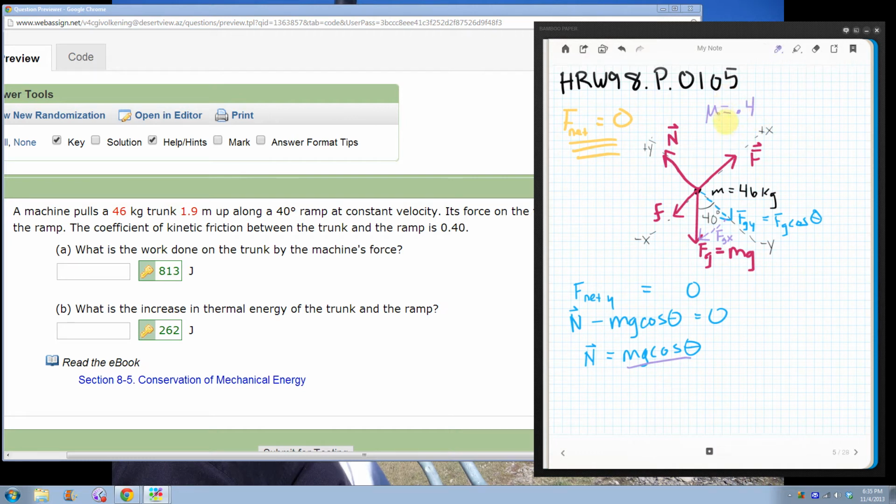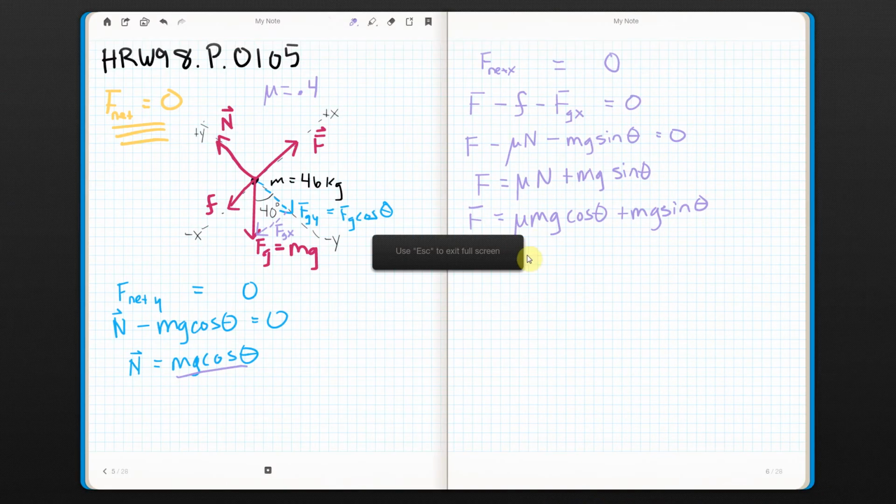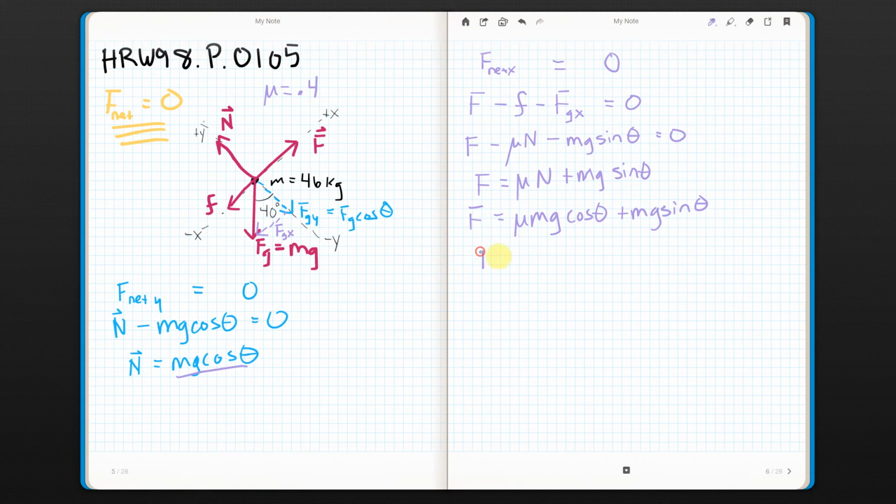I also have, well, I've already got m written down. g I'm going to need. The angle I have written down. So I've got everything I need. I'm going to go ahead and put numbers in and get what the force is. Okay, so put that all in a calculator, and then I get 427.9 newtons.